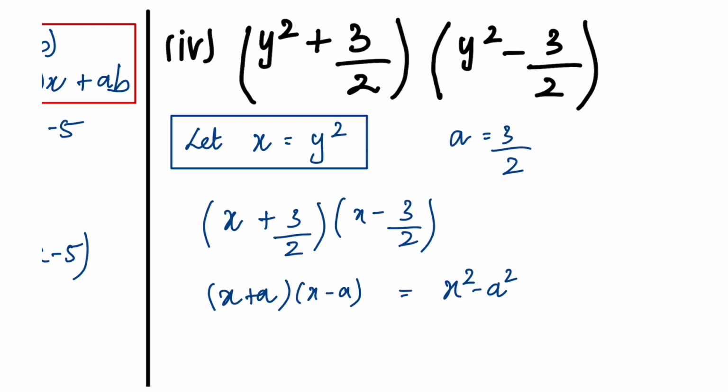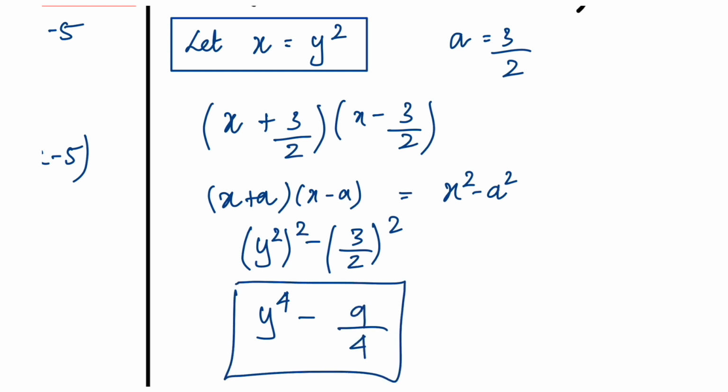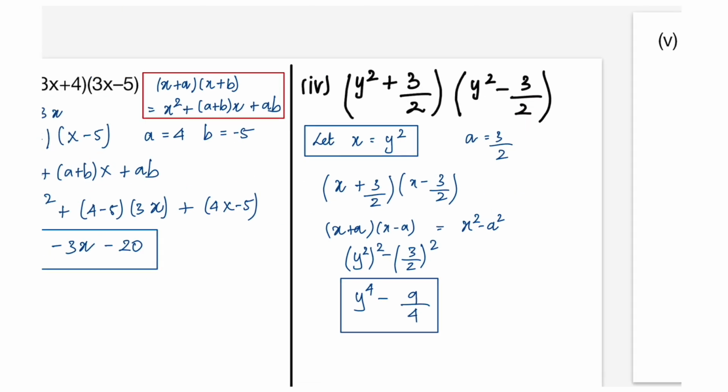So in this case, you have assumed x as y squared and a as 3 by 2. So you can write (x plus a) into (x minus a) as x squared minus a squared. In place of x you have y squared, so it's (y squared) the whole squared, minus in place of a you have 3 by 2, so it's (3 by 2) the whole squared. (y squared) the whole squared becomes y power 4, minus (3 by 2) the whole squared is 9 by 4. So y power 4 minus 9 by 4 is the answer to this question.